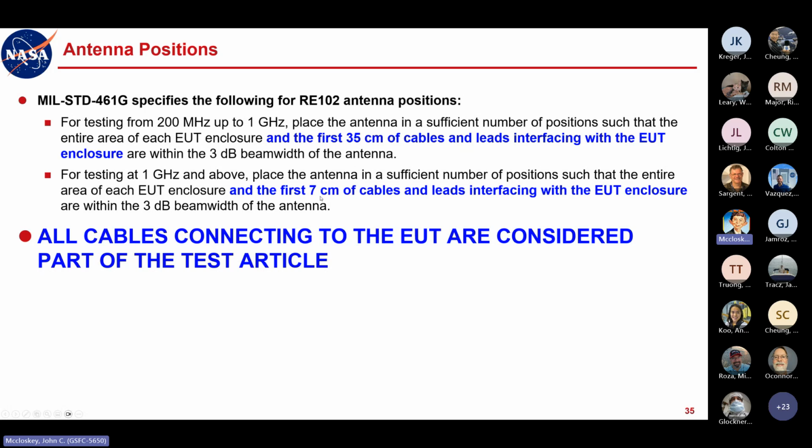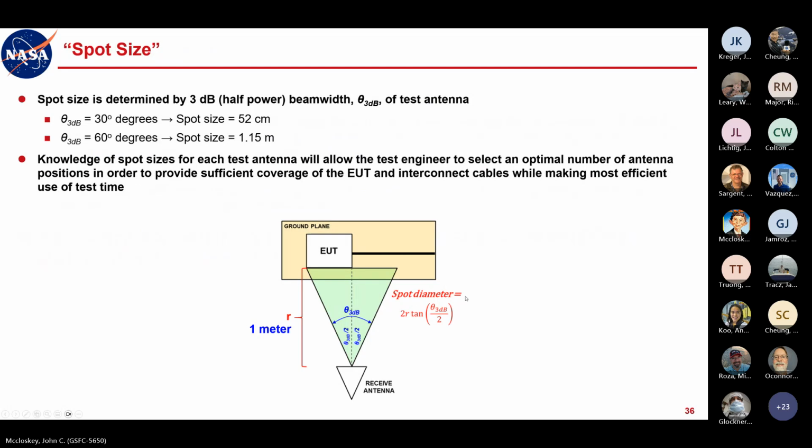Clearly, above 1 gigahertz it's not quite as stringent. You only need to have the first 7 centimeters of the cables and leads within the 3 dB beam width of the antenna, since the wavelengths are shorter. But below a gigahertz, you need to have the first 35 centimeters of cables and leads within the 3 dB beam width of the antenna. So you just have to pay attention to that when you're defining antenna positions. And it's just basic geometry.